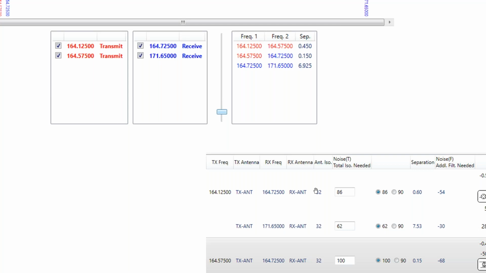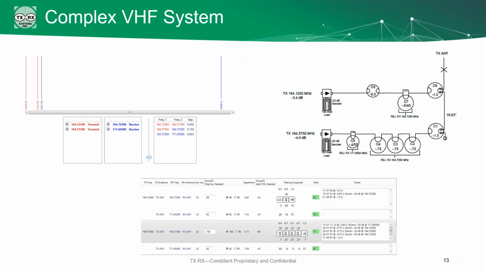For the TX channel that is closest to the RX channel, we have to provide at least 100 dB of isolation. The antenna isolation between the TX and RX antennas was calculated to be 32 dB. So that means we need to have 68 dB worth of filtering. It took 5 cavities to achieve this. On the other hand, the better spaced TX frequency doesn't require as much isolation. So the isolation requirement was met with only 3 cavities.